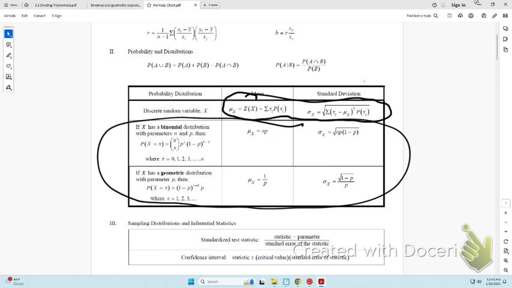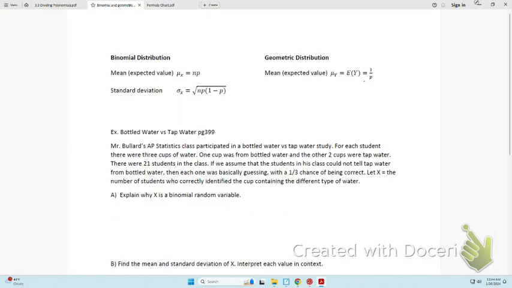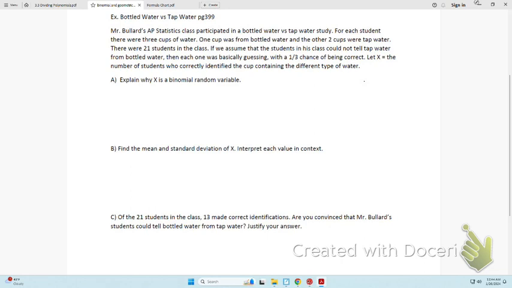But we're defining something as binomial, and this is a bit of a shortcut. Because instead of doing this process here, all you have to do is do number of trials times p, or 1 over p if you know it's geometric. So let's look at this word problem here and see if we can apply it.